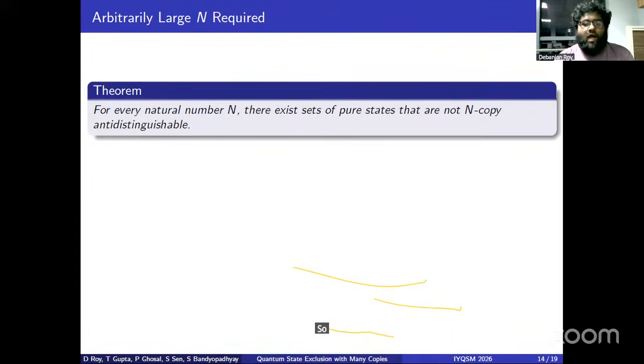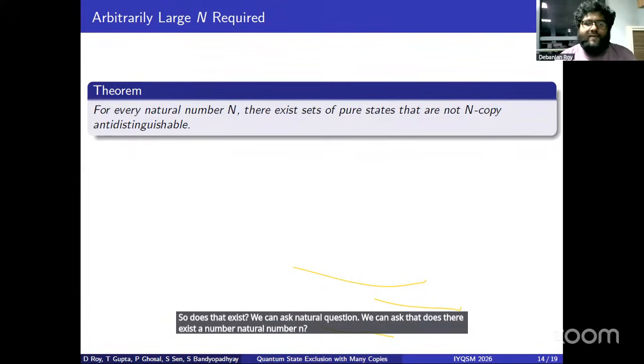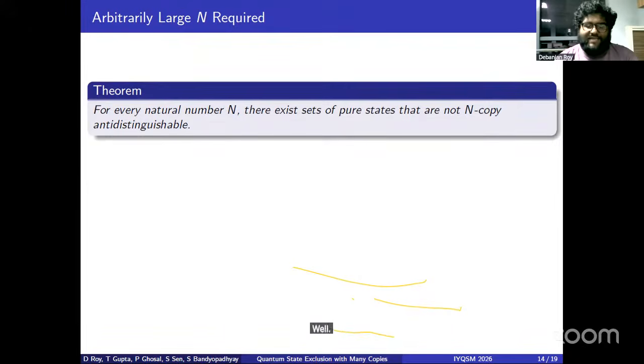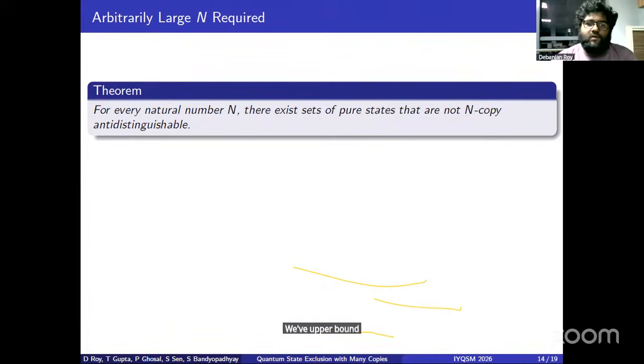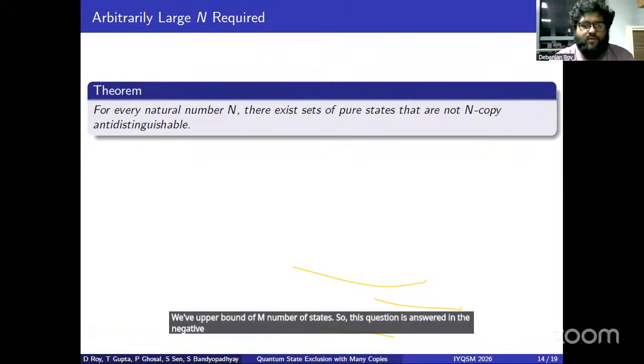So however, as I said, the number of copies required depends on the state set. So we can ask a natural question: does there exist a natural number n, where with at most n copies, all sets of states become anti-distinguishable, or state exclusion can be achieved for all sets of states with an upper bound of n copies? This question is answered in the negative by our theorem.